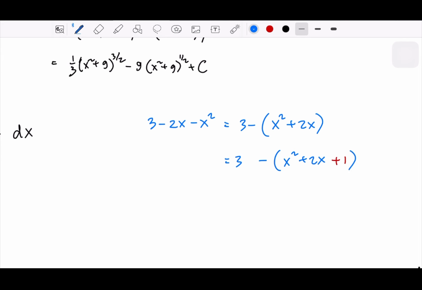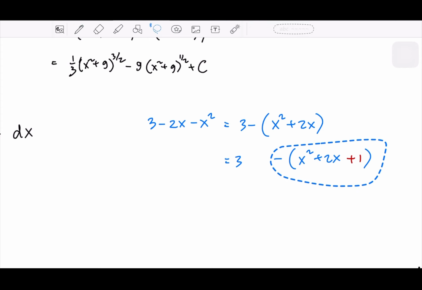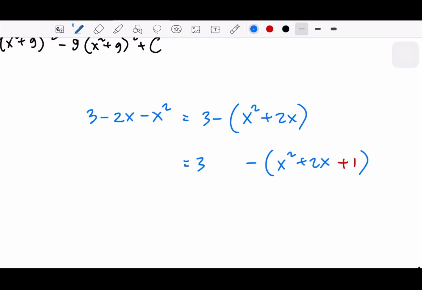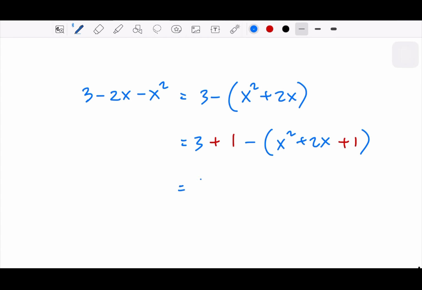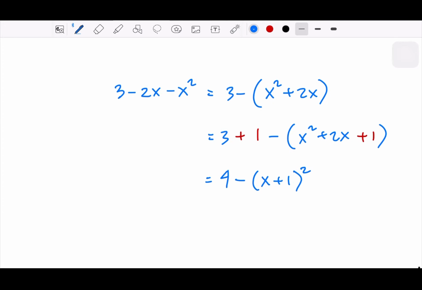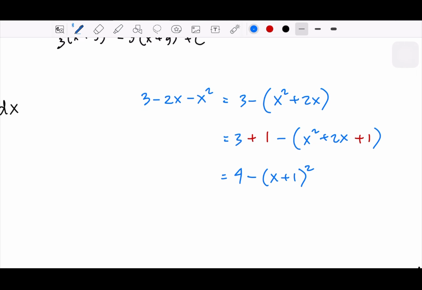And because we add this 1, we also need to subtract it. Well, it's actually minus 1, so plus 1 here. So we are going to have 4 minus (x plus 1) squared. If you get this from your process, it's a good sign.